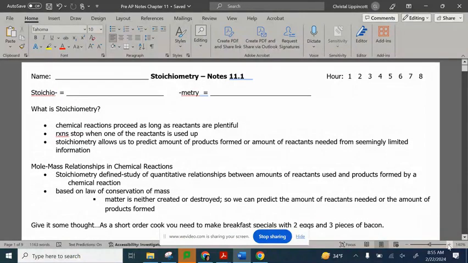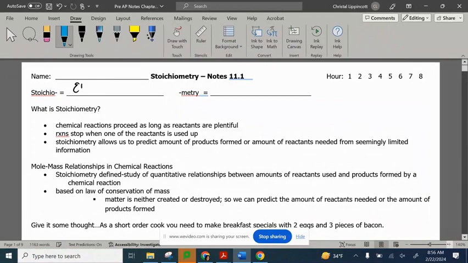Stoichiometry. Stoichio means element, and metry means to measure. Essentially what you're going to be doing in this chapter is working with chemical reactions. They are going to keep going as long as they have reactants available.